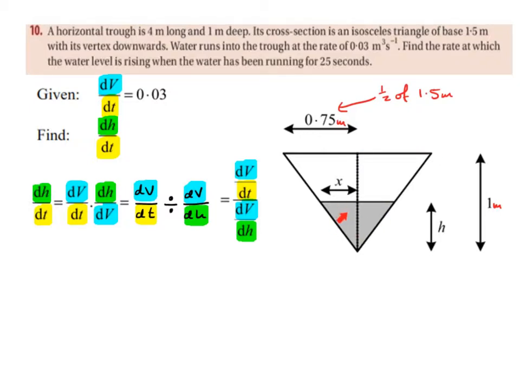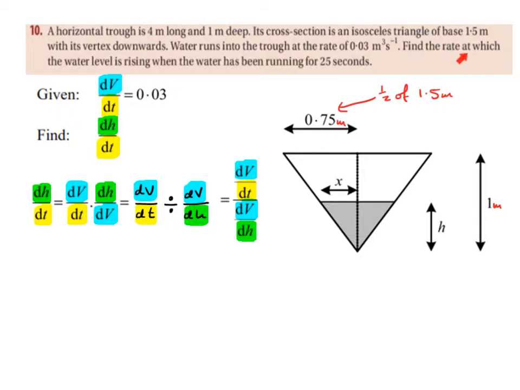So the grey colour is the water filling at the bottom. So the water is coming into the trough, it's filling the bottom of it, and it's rising. And this is the vertex, this is the bottom of it. So this is where it's filling and it's rising upwards. So the water runs into the trough at a rate of 0.03 meters cubed per second. So that's the rate at which the water is going into the trough.